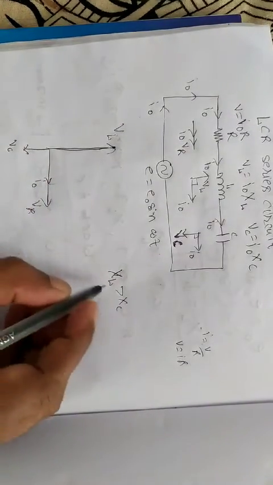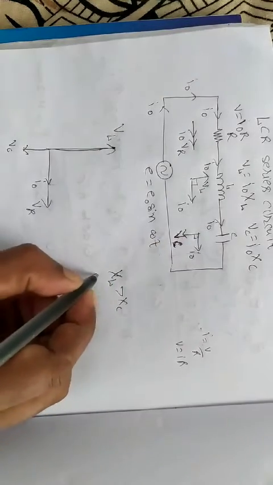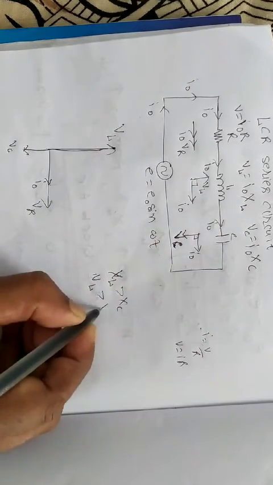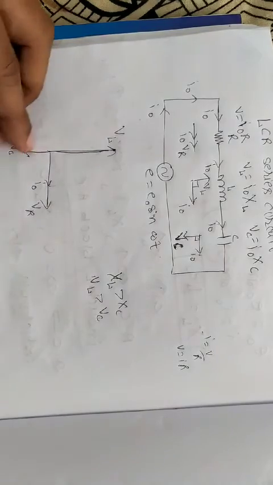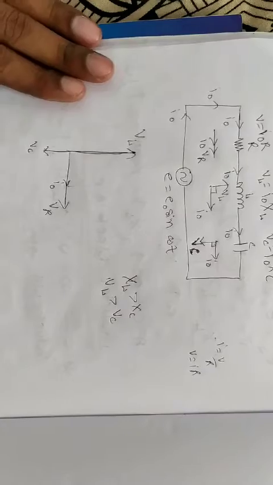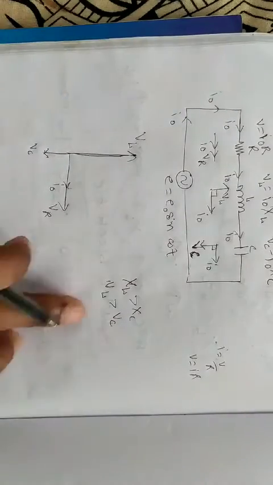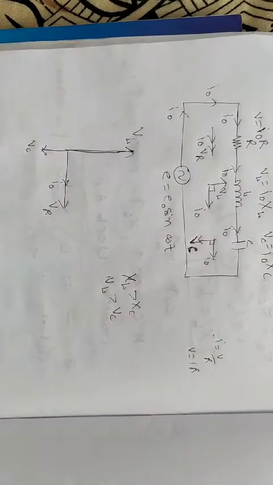So if XL is more than XC, we will say VL will be more than VC. Sometimes VC can be more than VL also. But in this situation, we will only understand that VL is more than VC, when XL is more than XC.